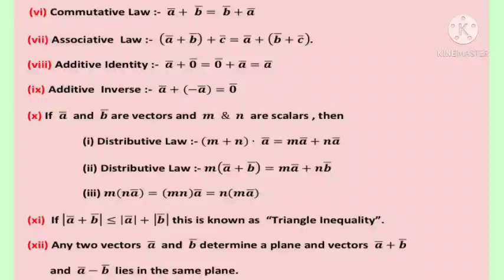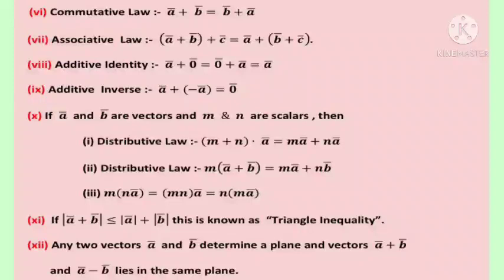Now let's see the 10th one. Here you have two vectors A bar, B bar and two scalars m and n. The first law is the distributive law: m plus n into A bar is equal to m into A bar plus n into A bar. So you multiply the vector by both the scalars, and in between you have the addition sign. The next distributive law is for one scalar and two vectors: m into A bar plus B bar is m into A bar plus m into B bar.